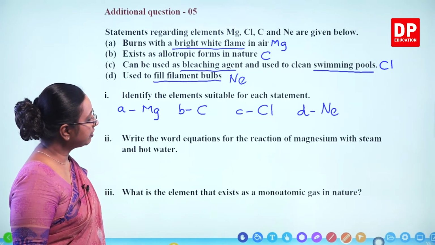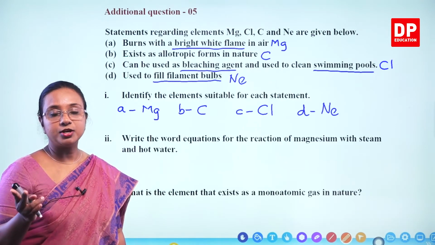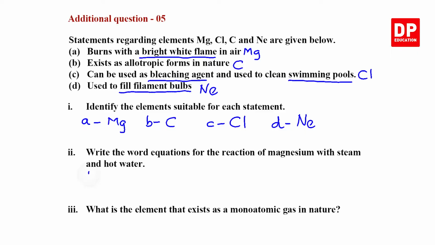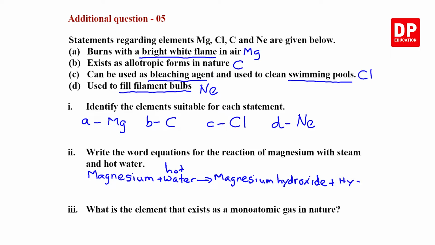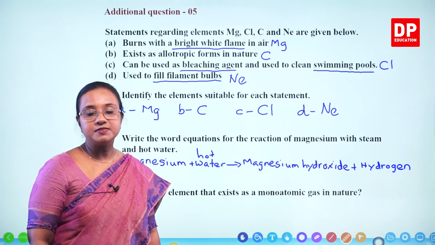Write the word equations for the reaction of magnesium with steam and hot water. You know, magnesium reacts with steam and hot water but does not react with cool water. So, to write the word equation, magnesium plus water, that is hot water, will give magnesium hydroxide and evolve hydrogen gas. That is the reaction of magnesium with hot water. It produces magnesium hydroxide and evolves hydrogen gas.